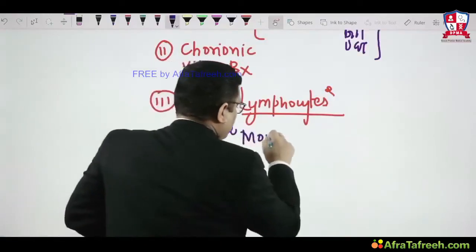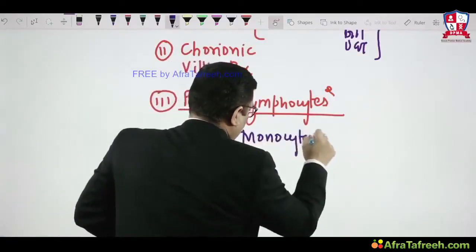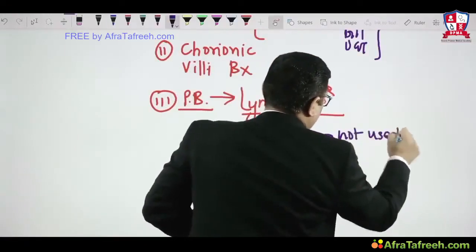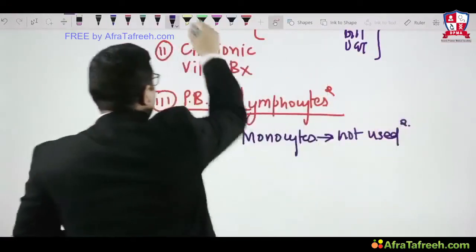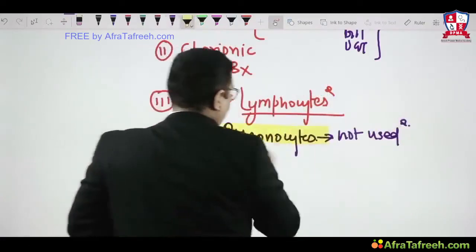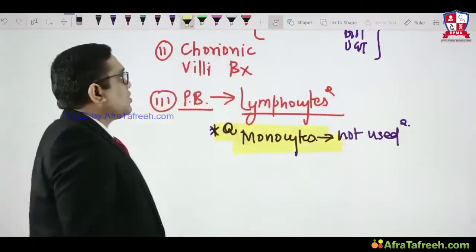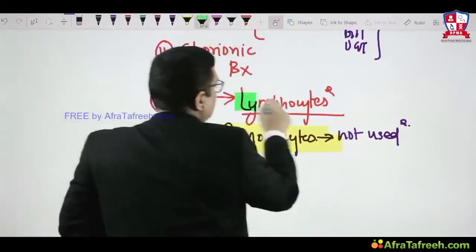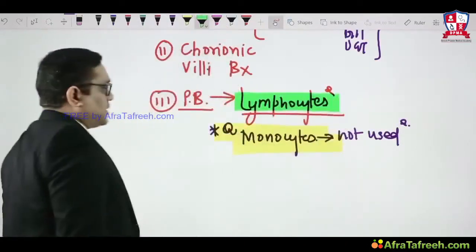So we have to remember monocytes are not used. This was the All India question. Monocytes are not used for the karyotypic analysis. That was the question in All India exam. What we are going to use in karyotypic analysis? Lymphocytes will be used, right?